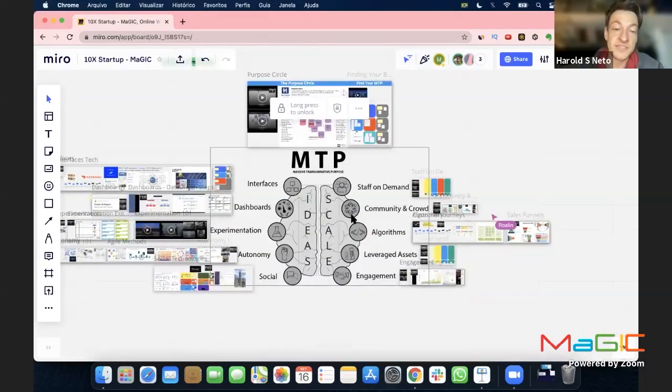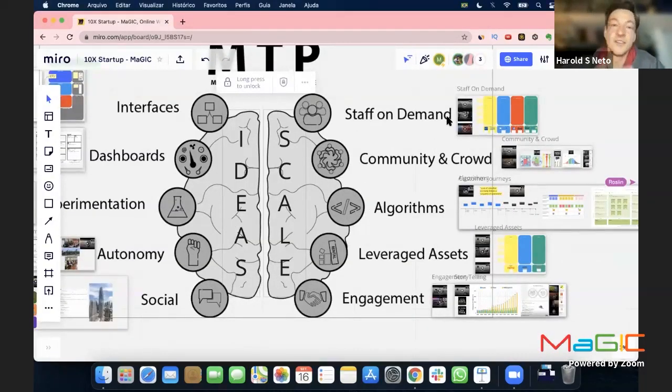Now, the SCALE acronym stands for Staff on Demand, Uber Drivers. It's a way for you to have third-party service providers in your company. Community and Crowd, it's how you connect to your community or how you make products and services that harness the power of the crowd. You have Algorithms, and we're going to understand what an algorithm really means. You have Leverage Assets, so using third-party assets to build your own project, like Airbnb does with its hosts and their places for you to stay. And finally, Engagement, how you keep people engaged with your project.